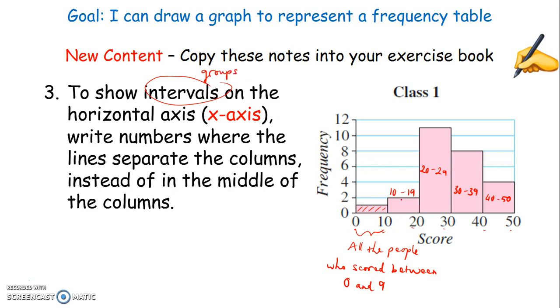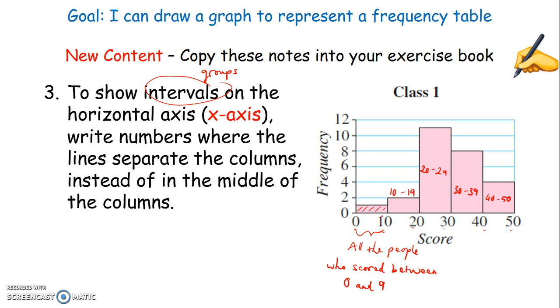We're just grouping people together. The reason why we do that is if we draw a graph for each individual score, from 0 to 50, we're going to have 51 columns on this graph, and that's going to look very messy. So in order to make it easier for us to read and understand, we can group different scores together. That's what is meant by intervals.